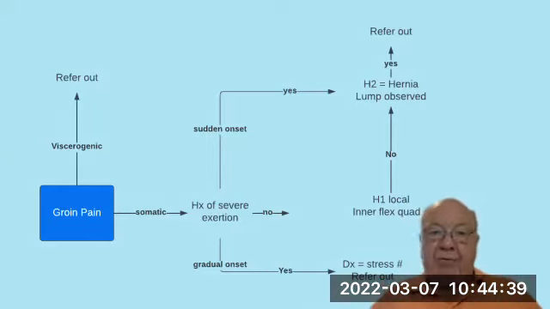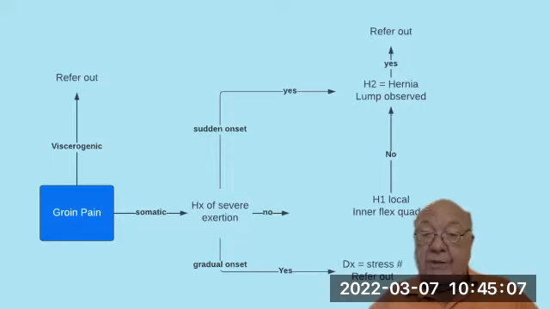If the pain is viscerogenic, send it out. If it's somatic, look for a history of severe exertion. If you have a gradual onset of pain with severe exercise, stupid amounts of running, if the answer is yes, there's a really good chance it's a stress fracture. My suggestion is you get it back to the physician for imaging.